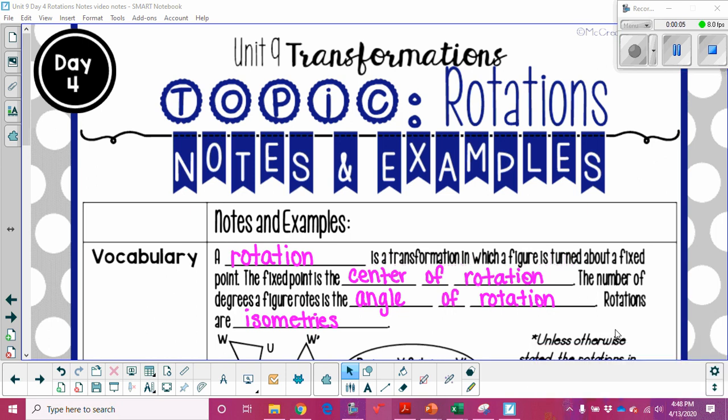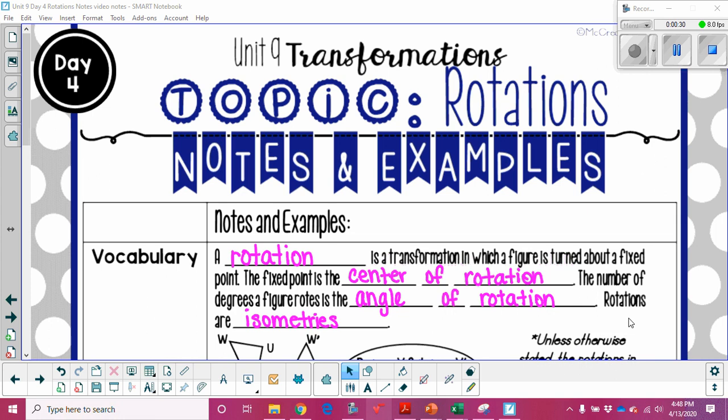Okay, this is day 4 of Unit 9 transformations. Today we're going to be talking about rotations. And a rotation is a transformation in which a figure is turned about a fixed point. The fixed point is the center of rotation. The number of degrees a figure rotates is the angle of rotation.